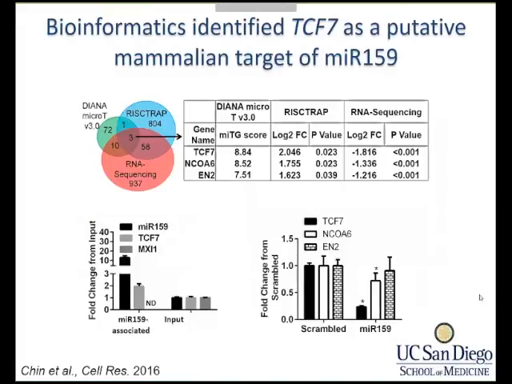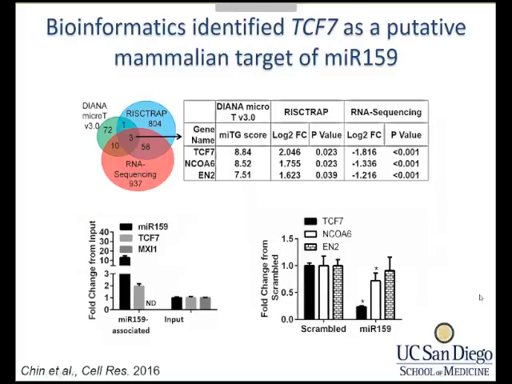Next, we tried to identify the mammalian targets of plant miR-159. Because the plant targets of miR-159 do not have any homologue in mammals, we had to start the target identification process using our own methods. We actually used 3 different methods to find the real targets of this microRNA.